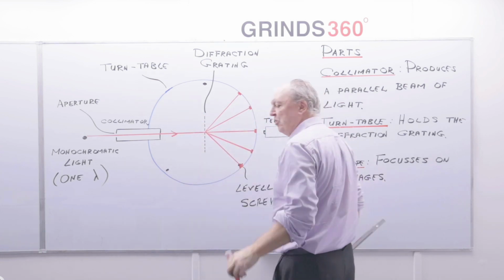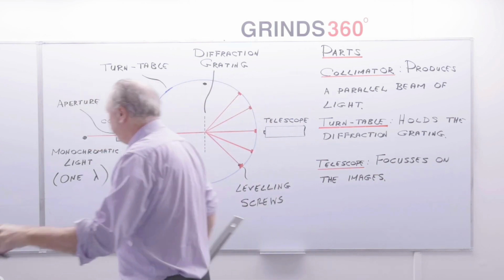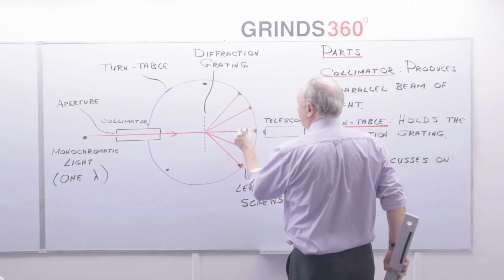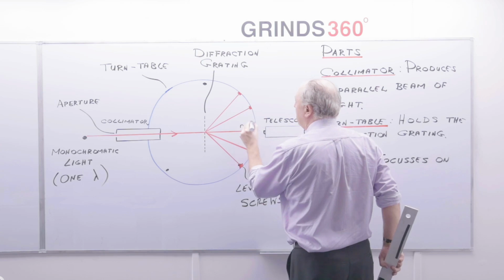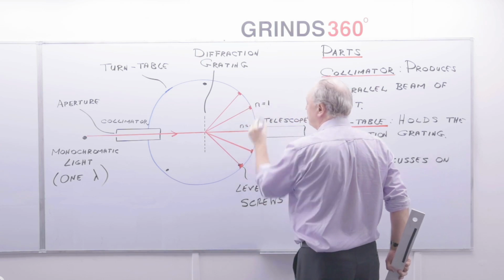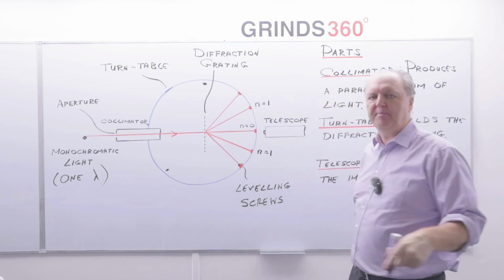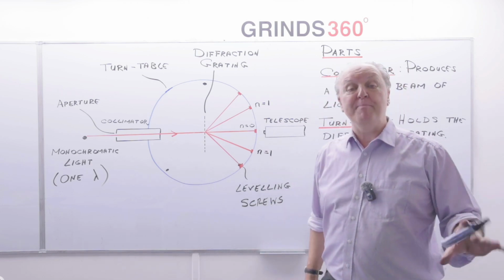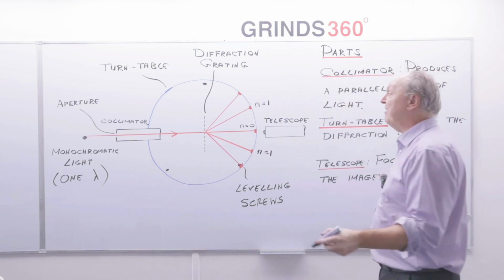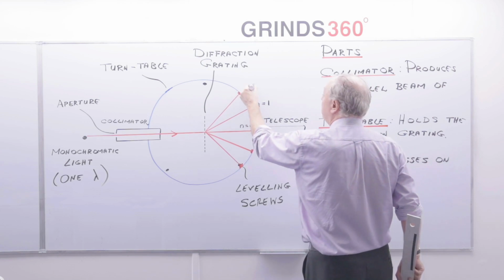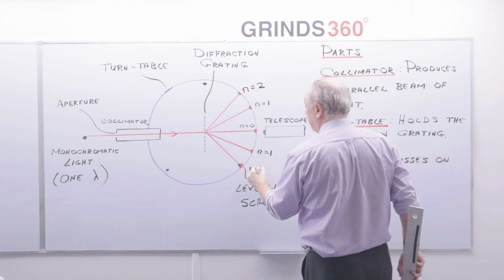Do you know what we call those images? We call the one right in the middle n equal to 0. And then you've got the first order image above and below. And the angles of these should be the same. So when you do the experiment, you might measure both of them and then take an average. Here's your second order image, n equals 2.